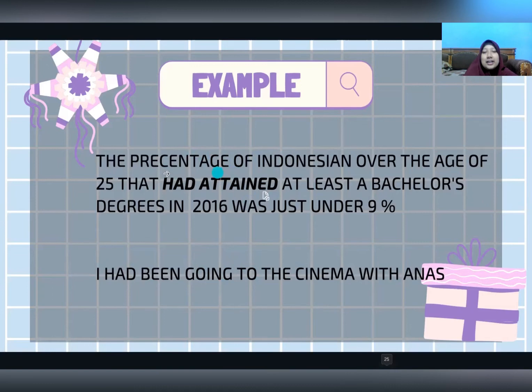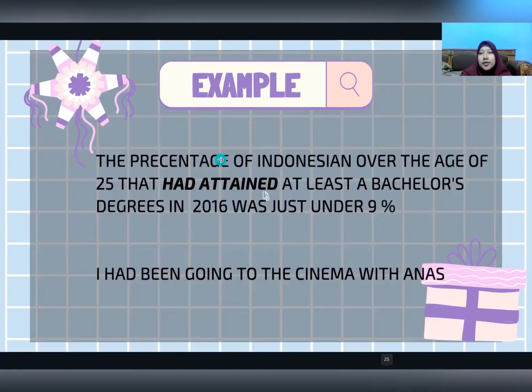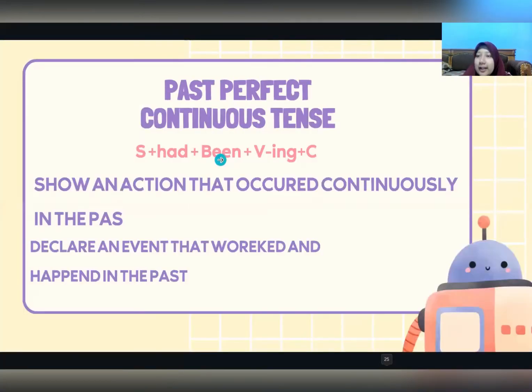The percentage of Indonesians over the age of 25 that had attained at least a bachelor degree in 2016 was just under 9%. This is because it expresses an event that happened in the past. So that is the function of the past perfect tense. Let's discuss the next tense. The next tense is past perfect continuous tense.